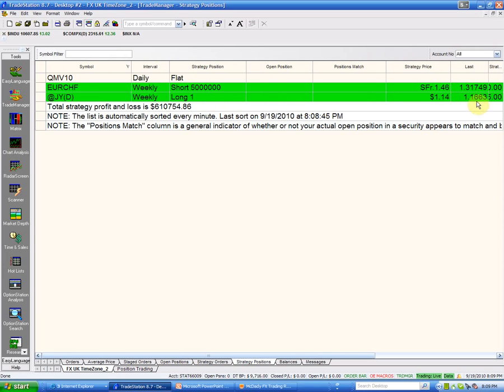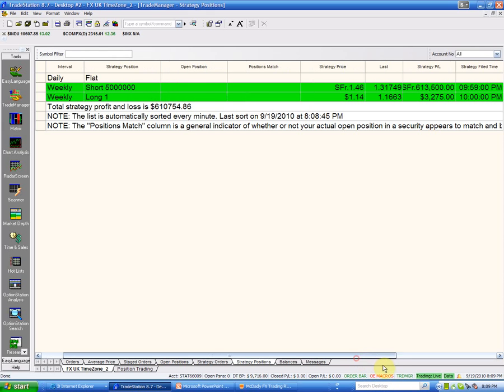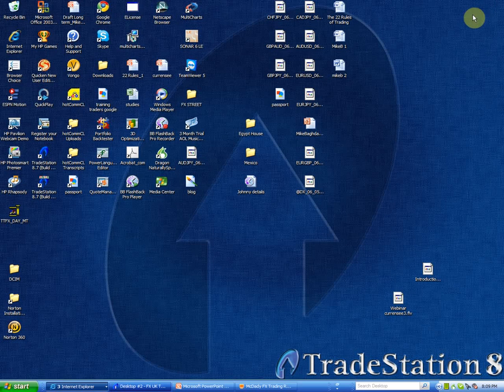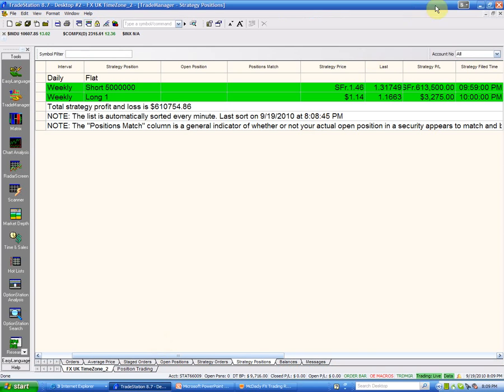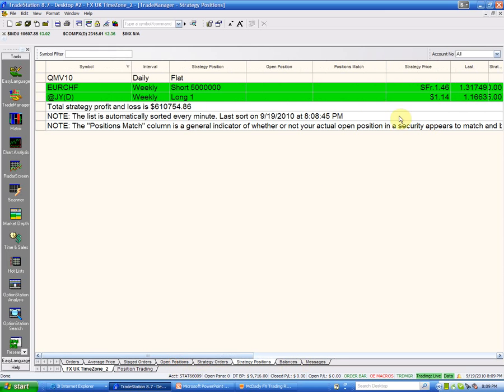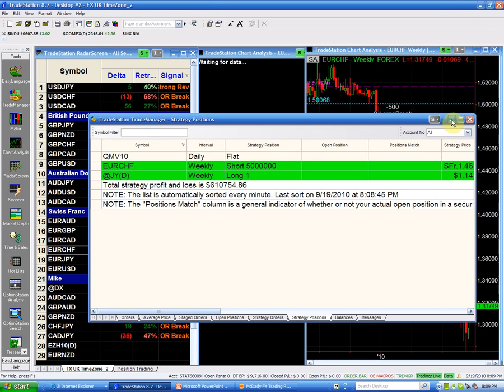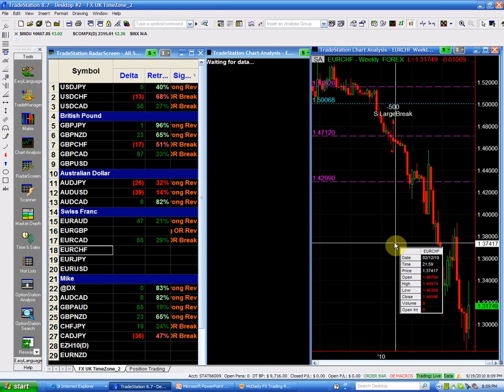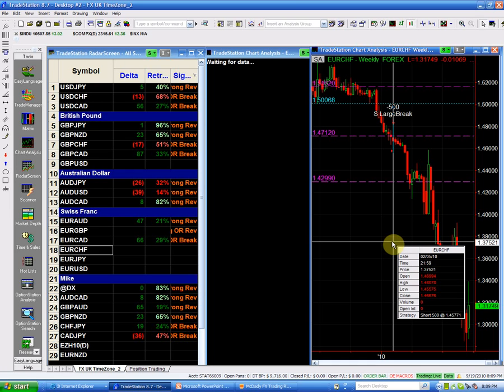We're short from, let me make it, I'll just change it, put the right one. We're short, the last price is 131.74, and the order was filled at the sell order was from 145, so we're about 1,450 pips on that trade.